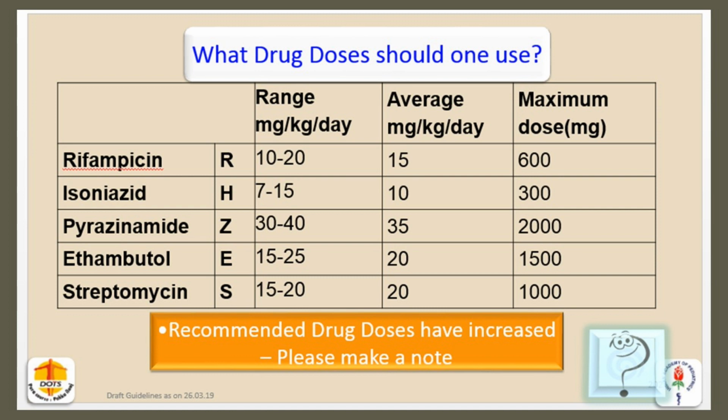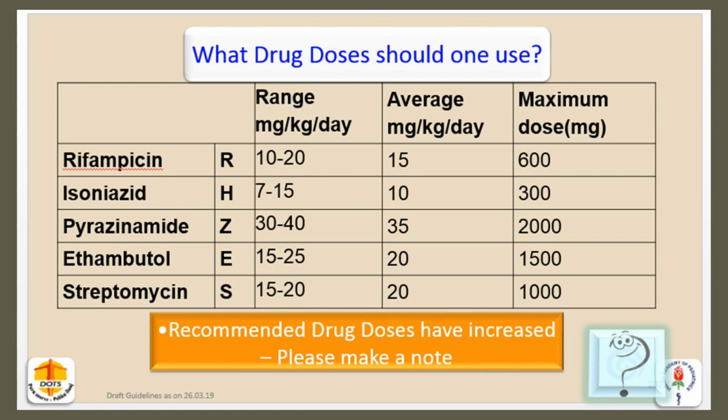Rifampicin, ideally 15 mg per kg per day. INH 10 mg per kg per day. Pyrazinamide 35 mg per kg per day. Ethambutol is 20 mg per kg per day. And streptomycin is 20 mg. So the doses have changed. Please remember these new doses.